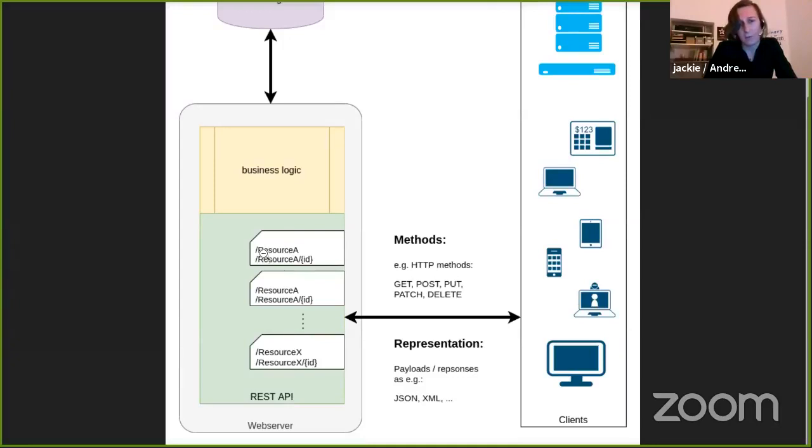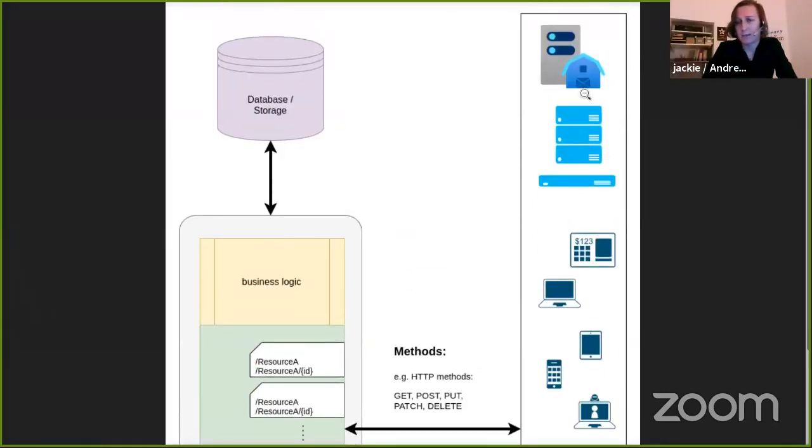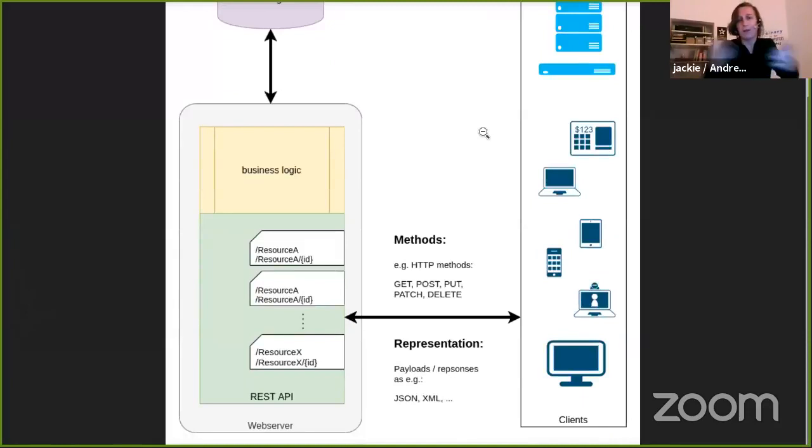Like resource A could be /posts or /pages, maybe with an ID. And then on the other hand, we have clients, all sorts of clients, like desktop, mobile, point of sale, single servers, server centers, server farms, whatever. And the thing is, they communicate with methods, in our case, the HTTP methods, and use representations to manipulate the resources on the server or to retrieve them. And the representations are the payloads and the responses in HTTP.